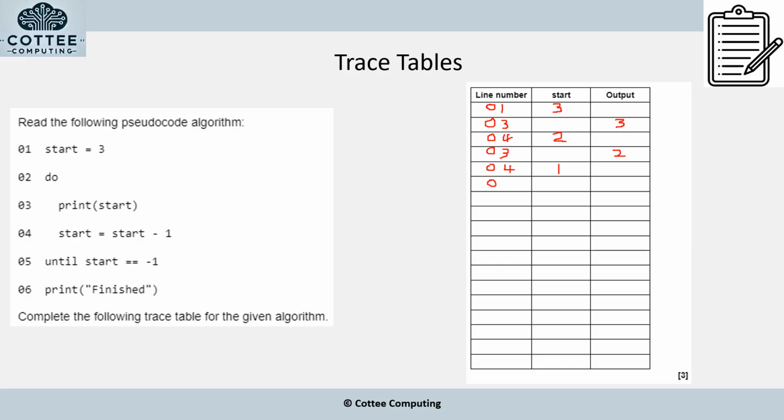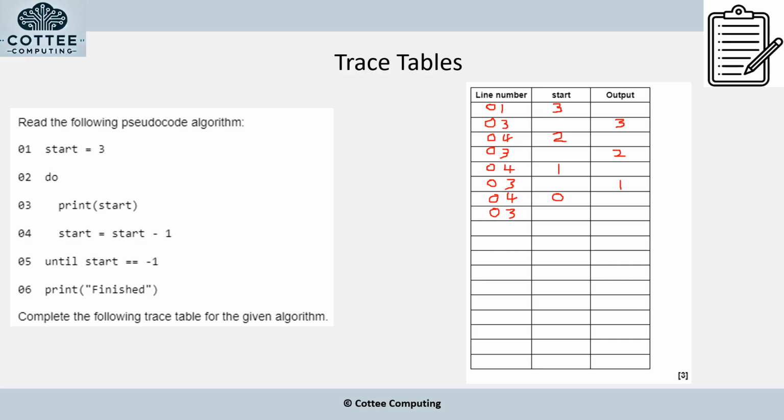Line 3, so let's go back to line 3. Print the start, so let's print the start, which is value 1. And then we do line 4, which is 1 minus 1, which is 0. Line 5, so until start equals minus 1, does 0 equal minus 1? Absolutely not. So let's go back to line 3.